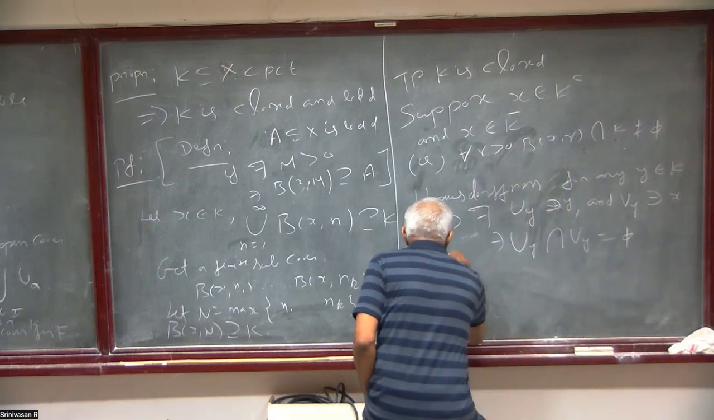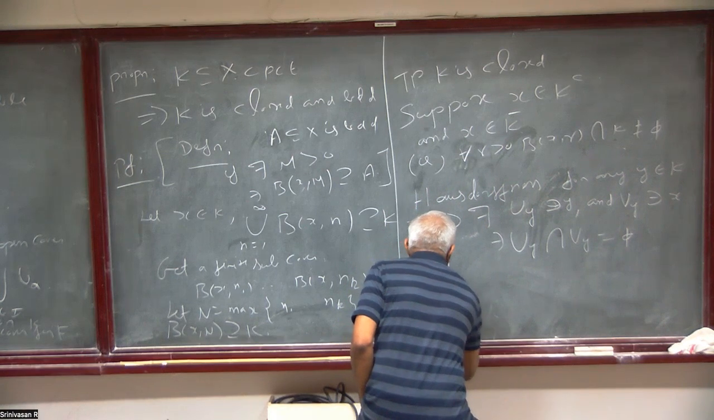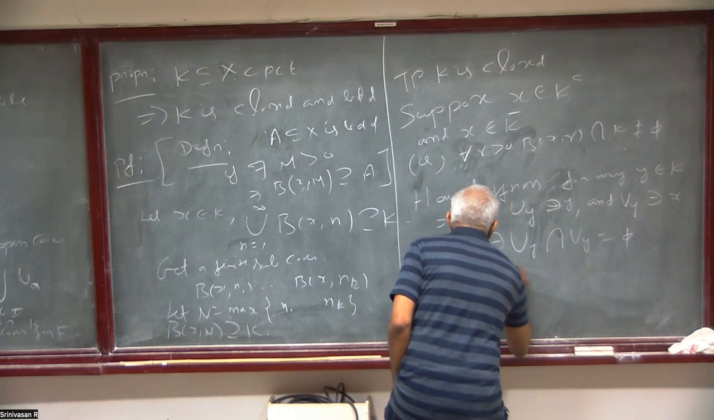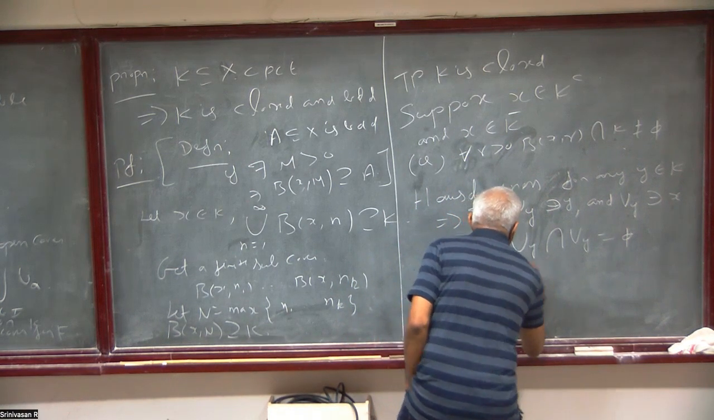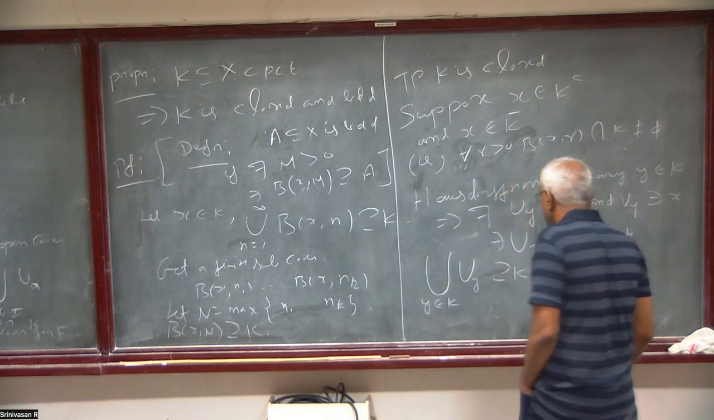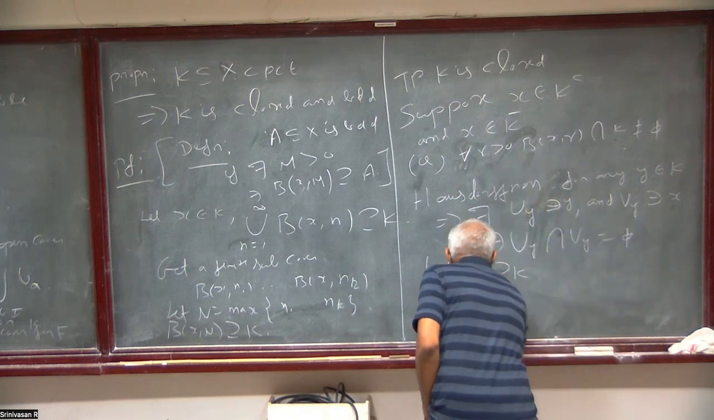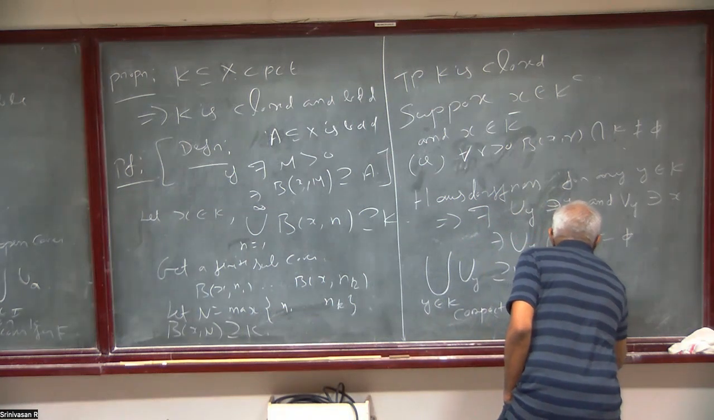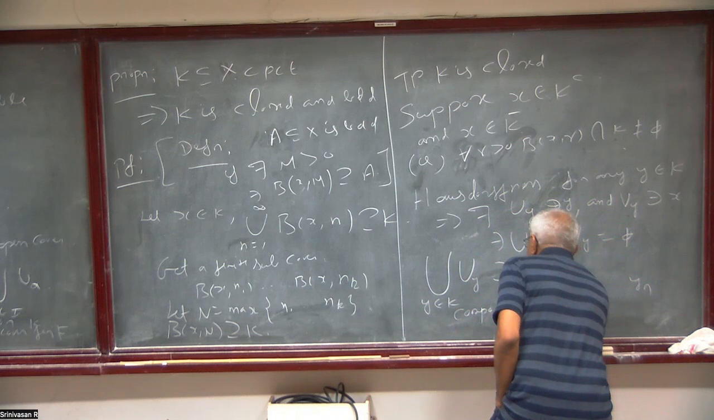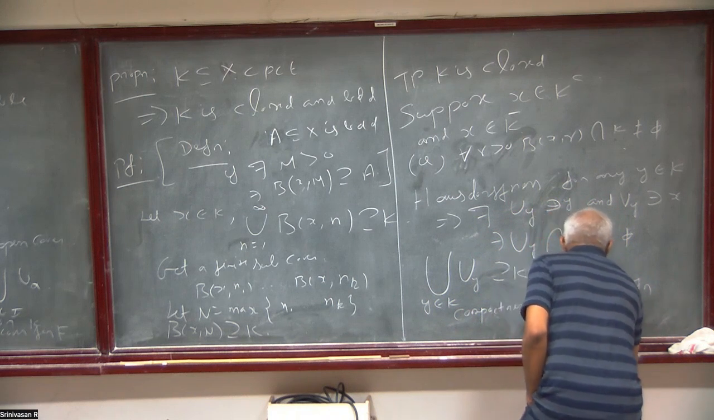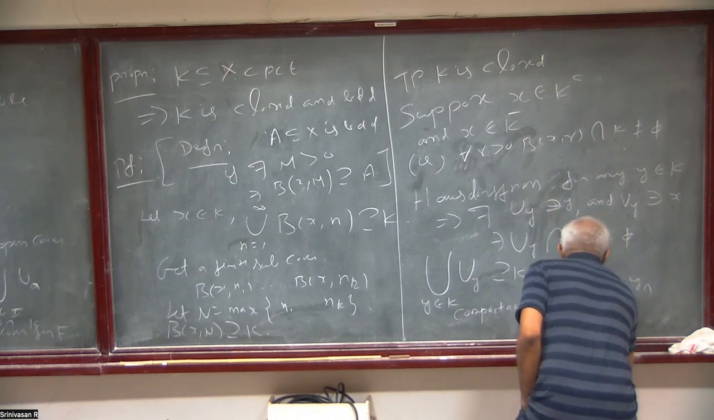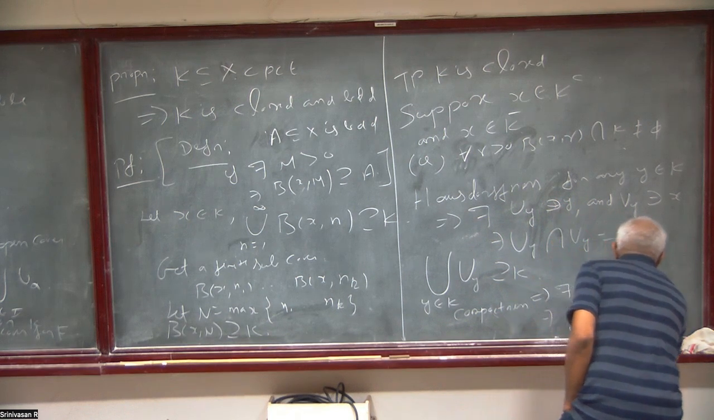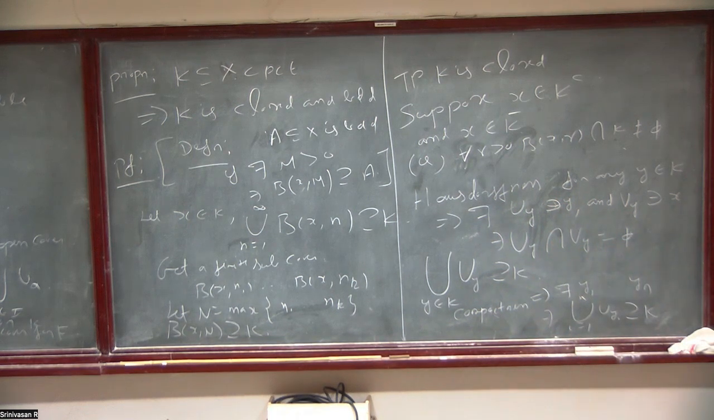Okay, now the union of Uy over y in K contains K. Okay, compactness implies there exist y1 up to yn such that the union of Uyi, i equal to 1 to n, contains K.